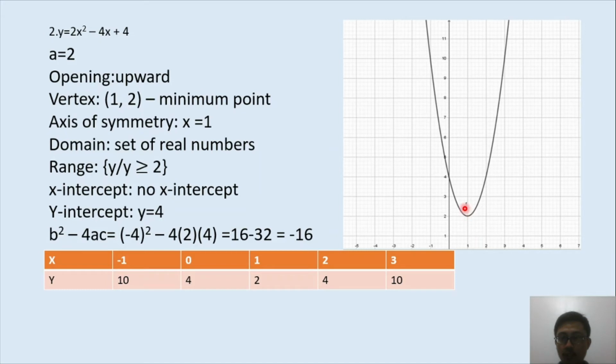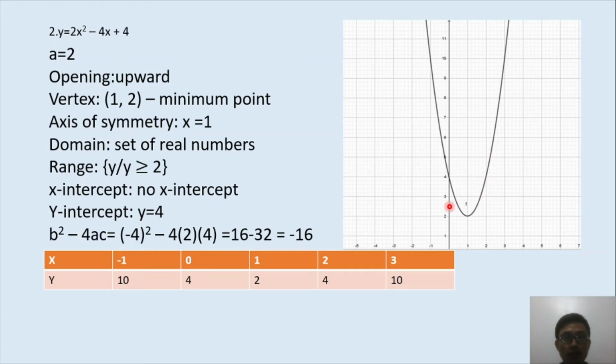So, ito yung vertex na 1, 2, which is the minimum point. So, pag sinabing minimum point, yun yung pinakamababang mararating na point nung parabola. And then yung axis of symmetry, ito yon, is an imaginary line na naghahati dun sa parabola into halves. Then, upward. So, ang opening is upward, as you can see.